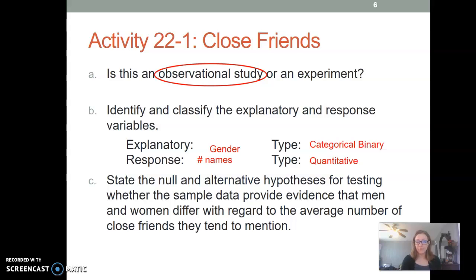So our null hypothesis would be that there's no difference, that the number of names that men answer on average is the same as the number of names women answer on average. So that would be mu male equals mu female. That's our null hypothesis. And our alternative hypothesis, without looking at the data, I'm not really sure which way the data would tend to go. So I'm just going to say the alternative hypothesis would be that they're not equal to each other.